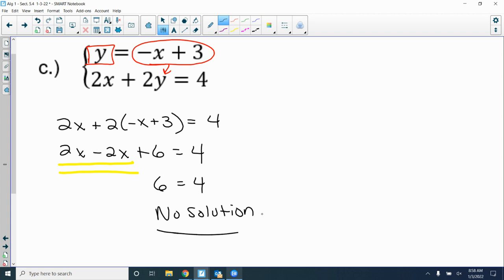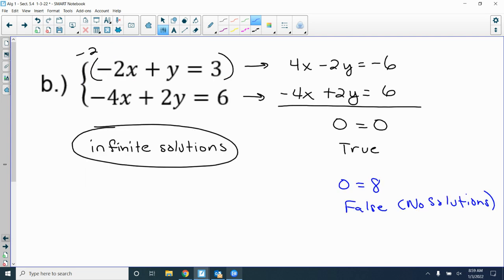So if our x's end up dropping out, or everything ends up dropping out, you're either going to get infinite solutions or you're going to get no solution. Okay, infinite solutions or no solution. So no solution for this case because this is false. Okay, that's false. The difference is 0 equals 0. That's true. That is infinite solutions.